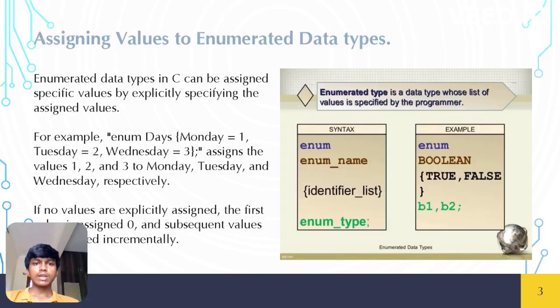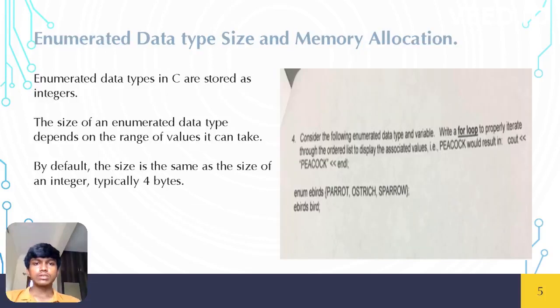Next is assigning values to enumerated data types. Enumerated data types in C can be assigned specific values by explicitly specifying them. For example, enum dates followed by Monday equals 1, Tuesday equals 2, and Wednesday equals 3, assigning the values 1, 2, 3 to Monday, Tuesday, and Wednesday respectively. If no values are explicitly assigned, the first value is assigned 0, and the subsequent values are assigned incrementally.